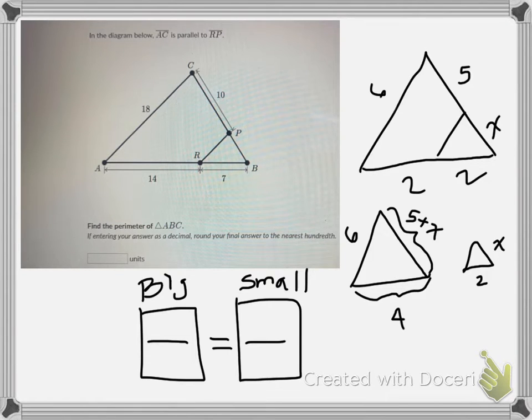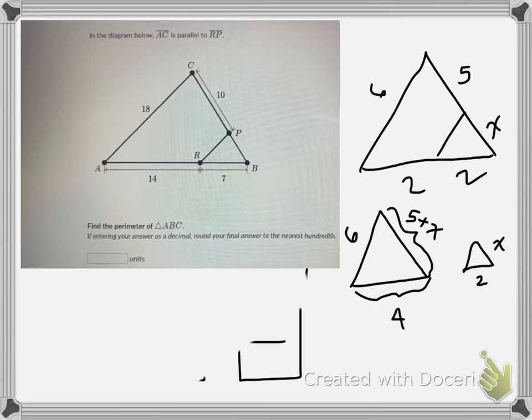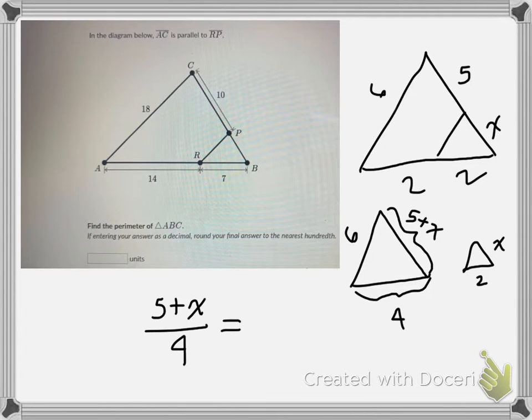Okay, so hopefully all this is making sense. All right, let me erase this, that way we can start the fraction. So for the first one, we're going to use the top to the bottom in that order. So it's going to be 5 plus x over 4 equals, and now the small one, right, x over 2.